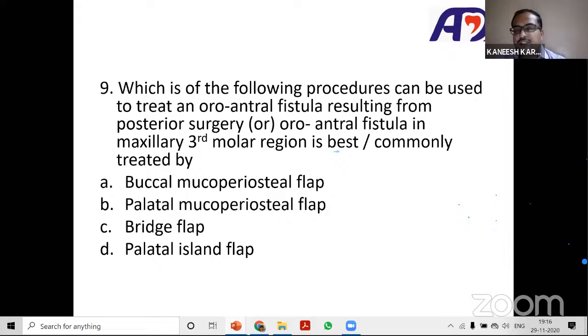Which of the following procedures can be used to treat oroantral fistula resulting from posterior surgery, or oroantral fistula in the maxillary third molar region is best treated by? Okay, I can see multiple responses.